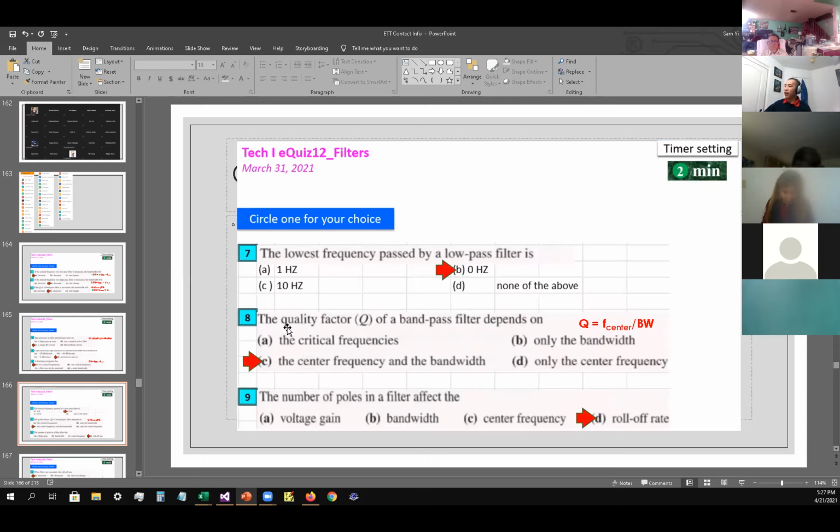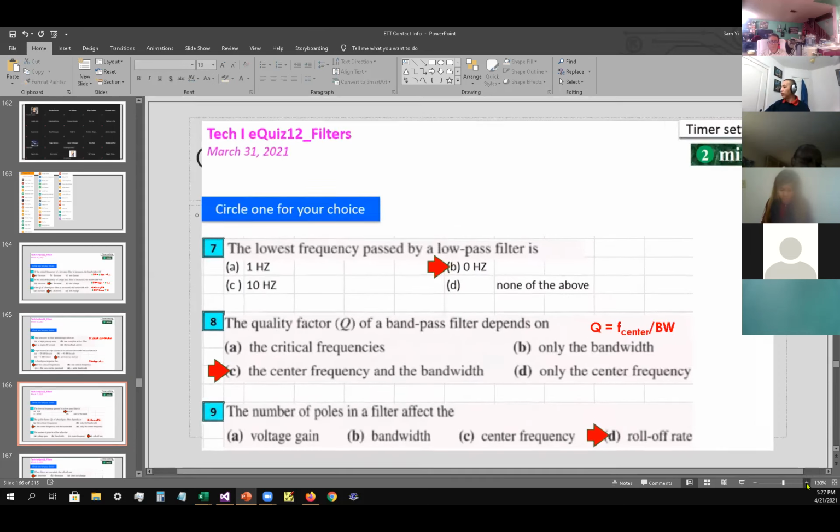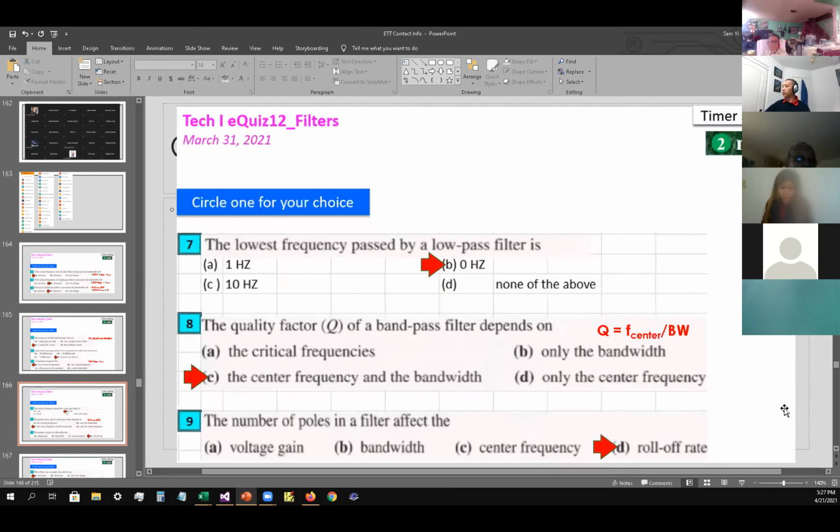Number 8. The quality factor Q of the bandpass filter depends on the center frequency and the bandwidth, because Q is equal to F center divided by the bandwidth. So it depends on the center frequency and the bandwidth. So that's C for question 8.